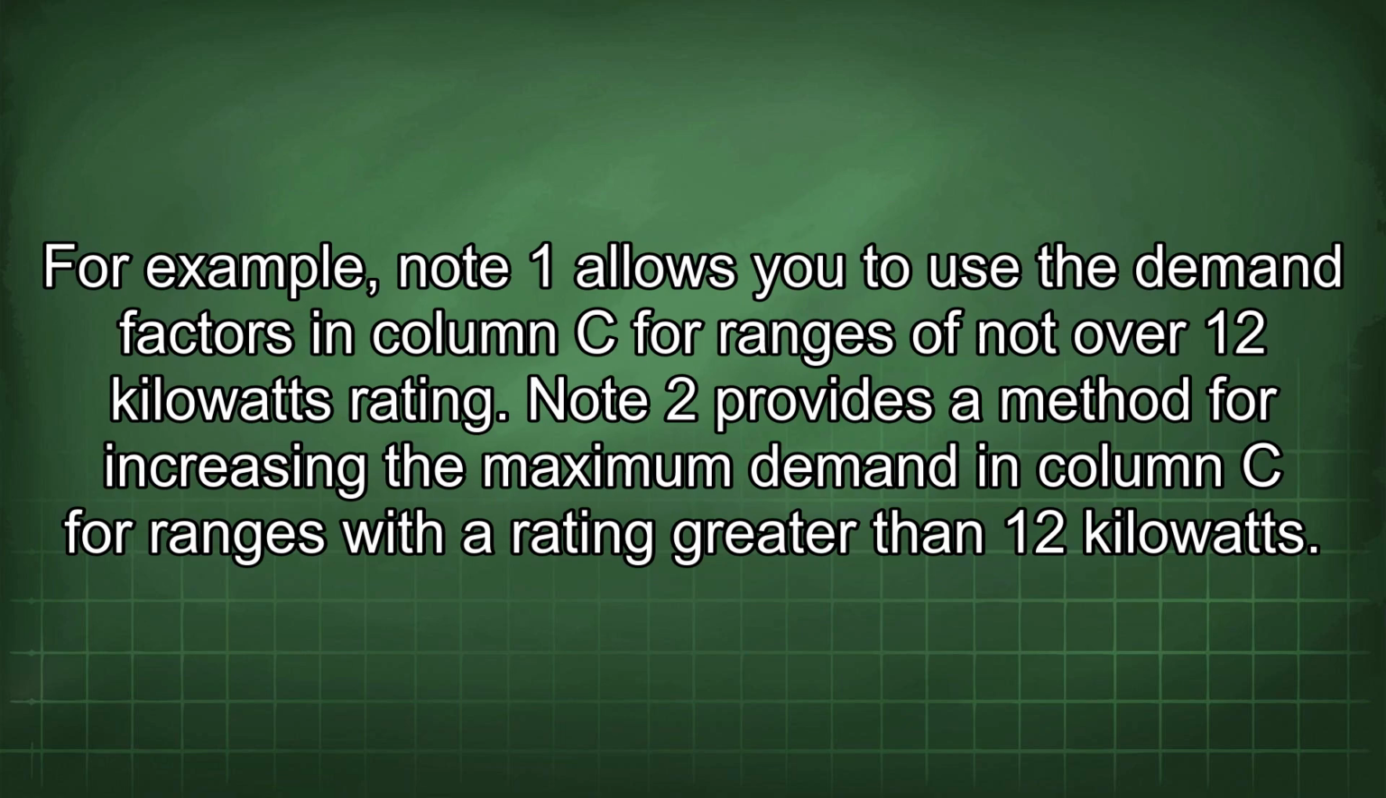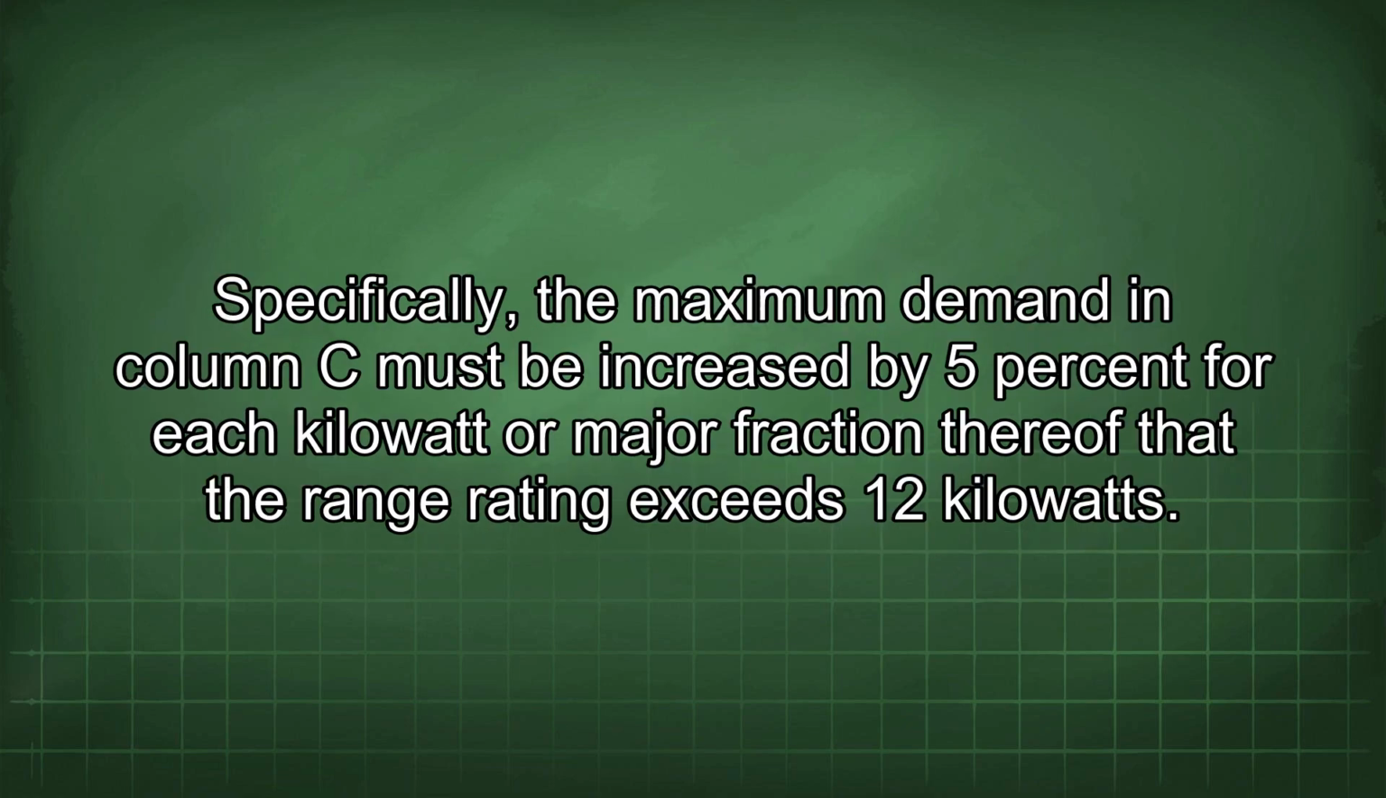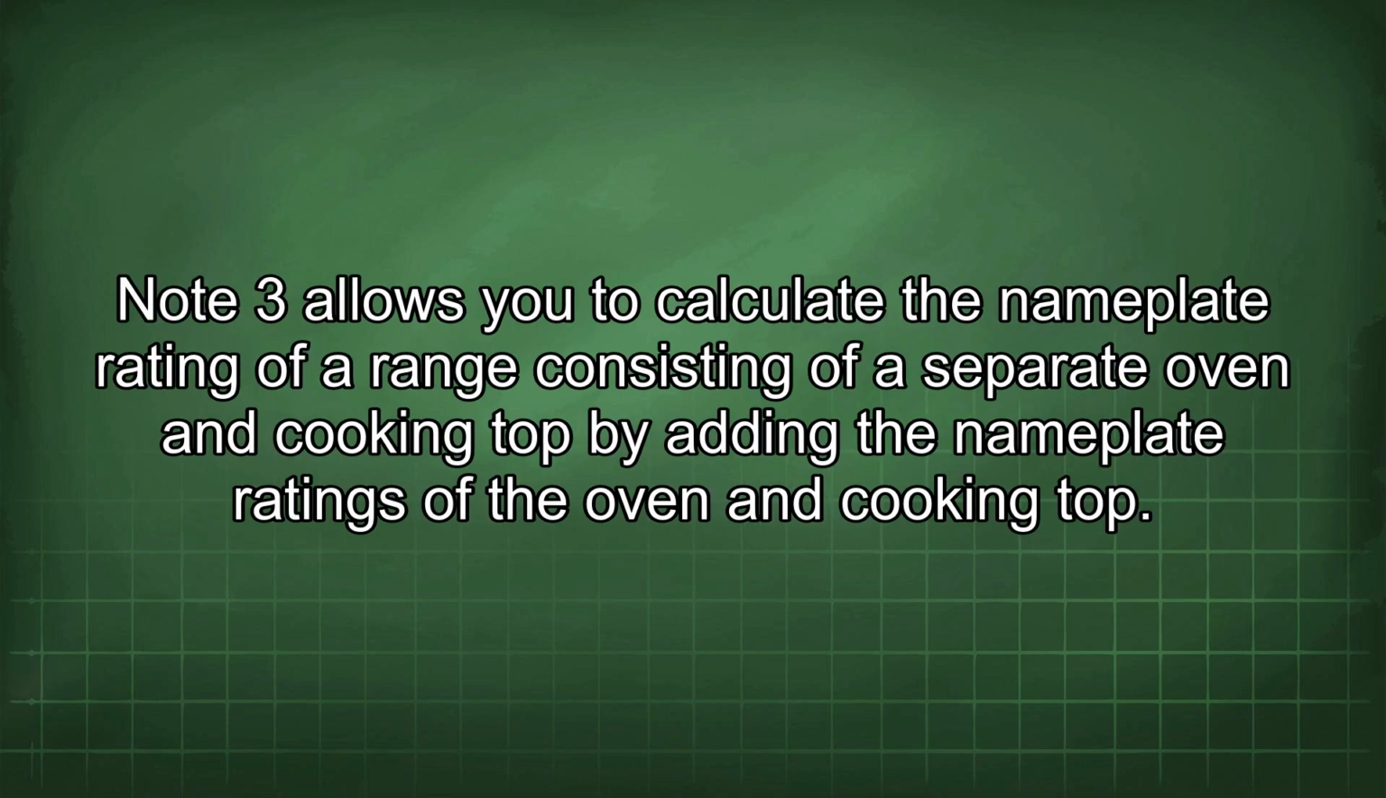For example, Note 1 allows you to use the demand factors in column C for ranges of not over 12 kilowatts rating. Note 2 provides a method for increasing the maximum demand in column C for ranges with a rating greater than 12 kilowatts. Specifically, the maximum demand in column C must be increased by 5% for each kilowatt or major fraction thereof that the range rating exceeds 12 kilowatts. Note 3 allows you to calculate the nameplate rating of a range consisting of a separate oven and cooking top by adding the nameplate ratings of the oven and cooking top.